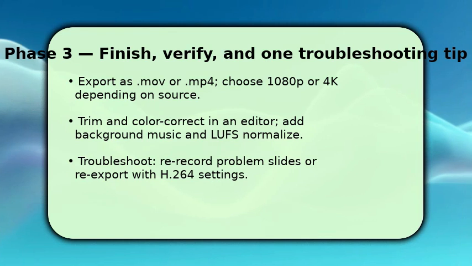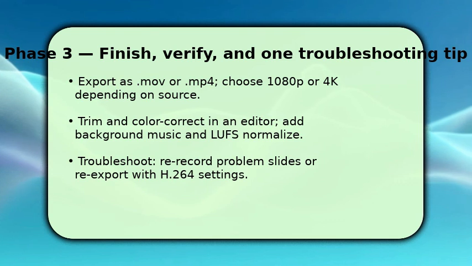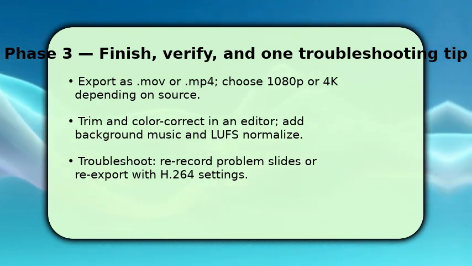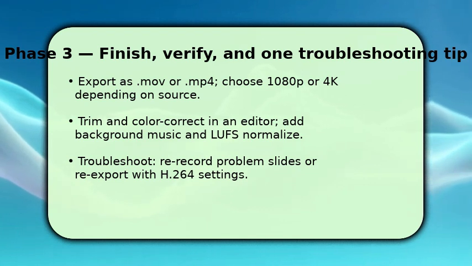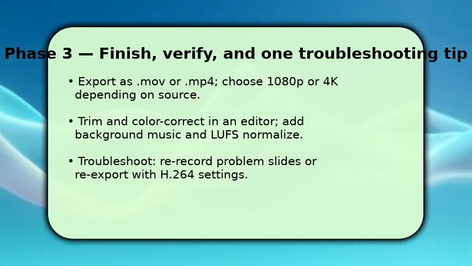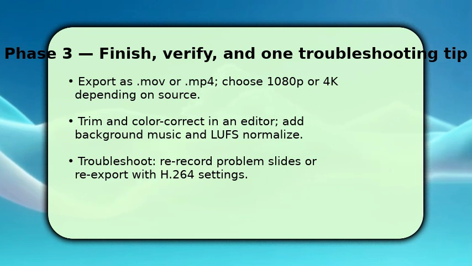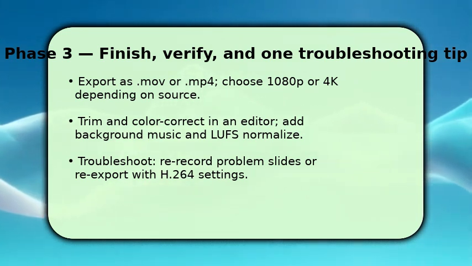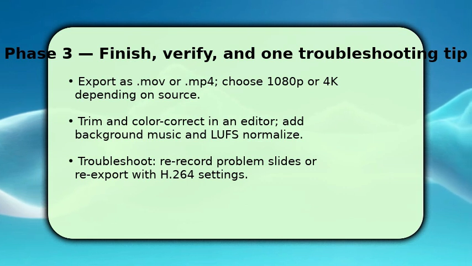Finish by exporting your presentation as a movie. Choose MOV or MP4 and set 1080p or 4K to match your source clips. Then import that file into a video editor to trim, color correct, and add background music. Normalize levels so dialogue sits clearly. Once finalized, export Final Master using H.264 for wide compatibility.